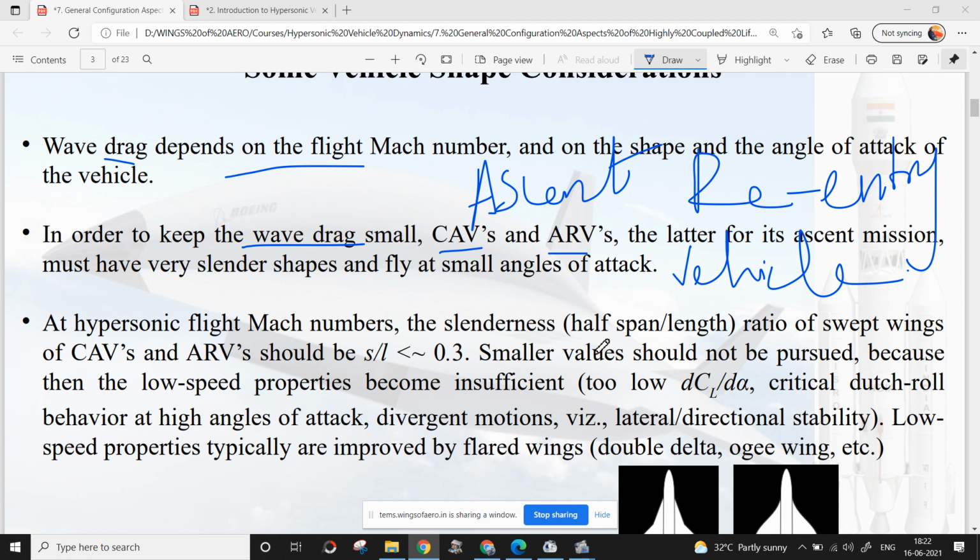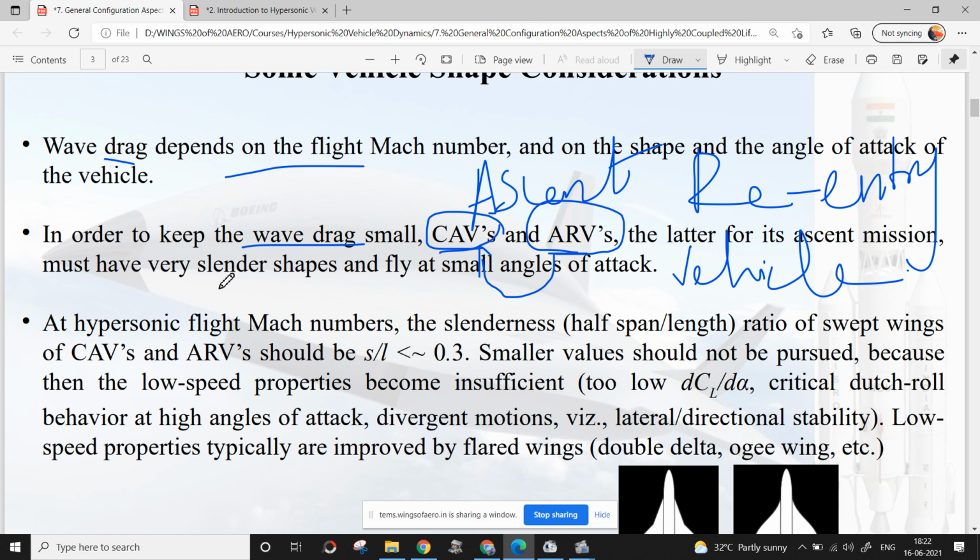Okay, ascent and re-entry. But why are we including that concept with CAV itself? Although the ARV is performing space missions, when it is within the Earth's atmosphere, it is going to act like a cruise and acceleration vehicle, CAV. So whatever design aspects we are going to learn for the ARV concept will be covered with CAV itself. Okay.